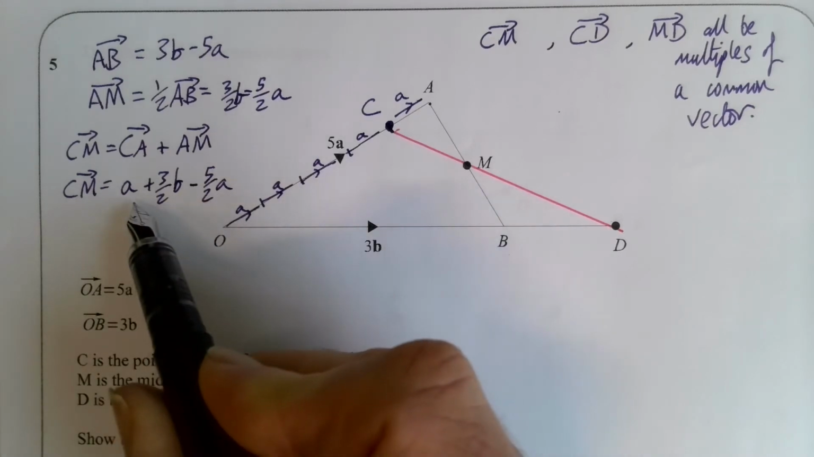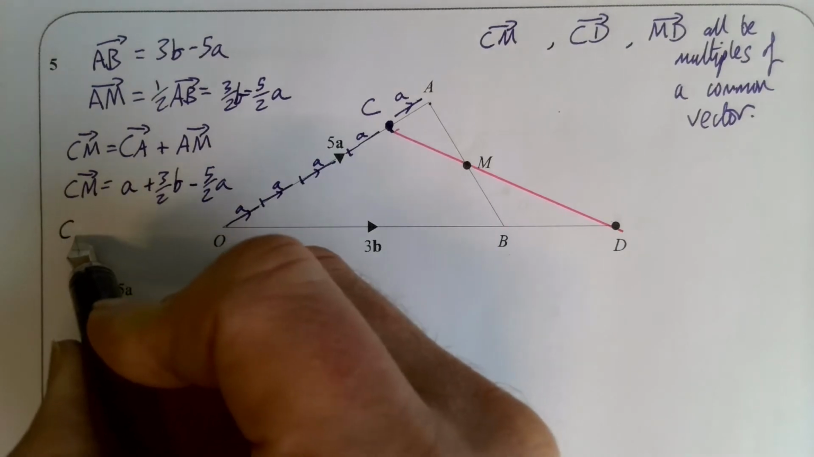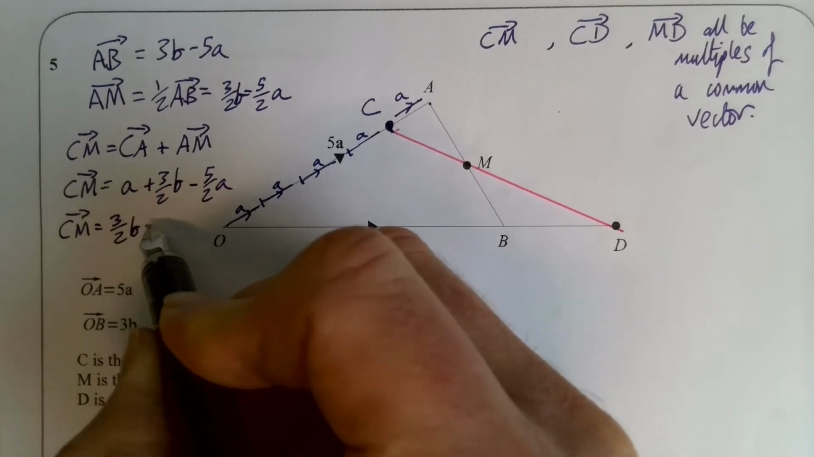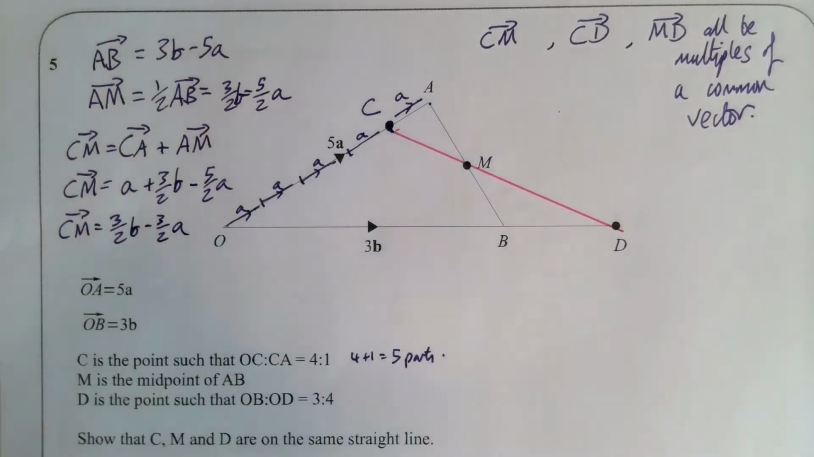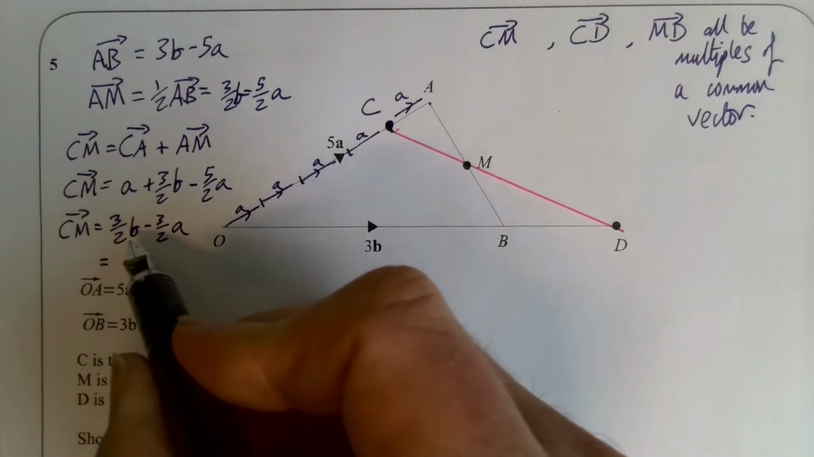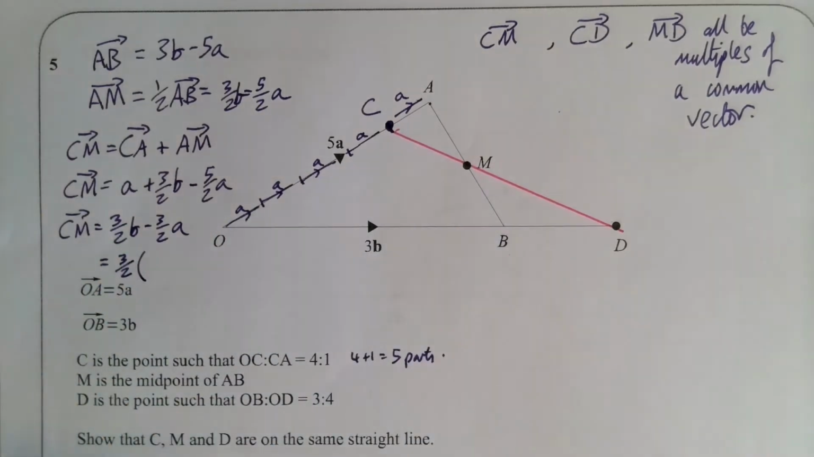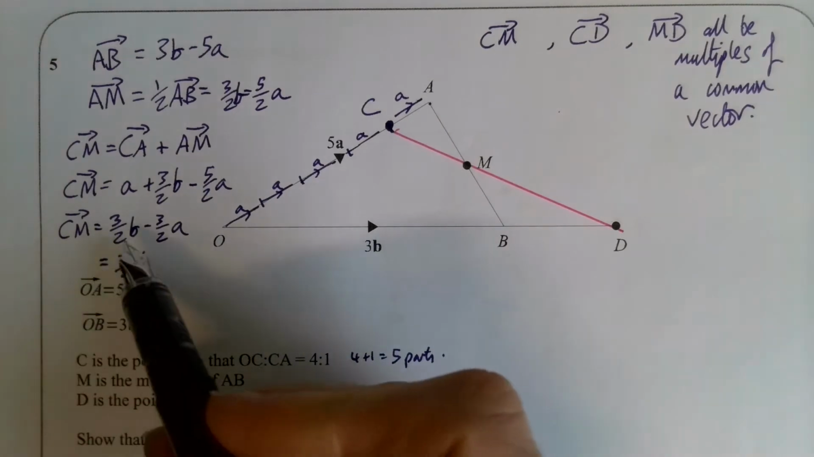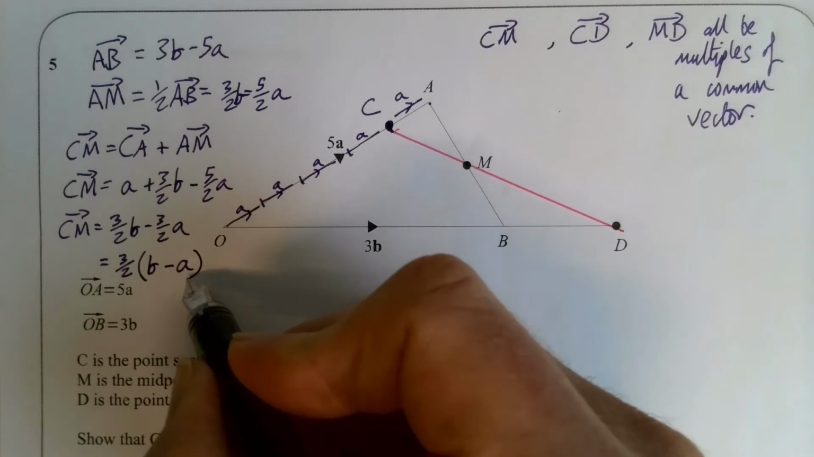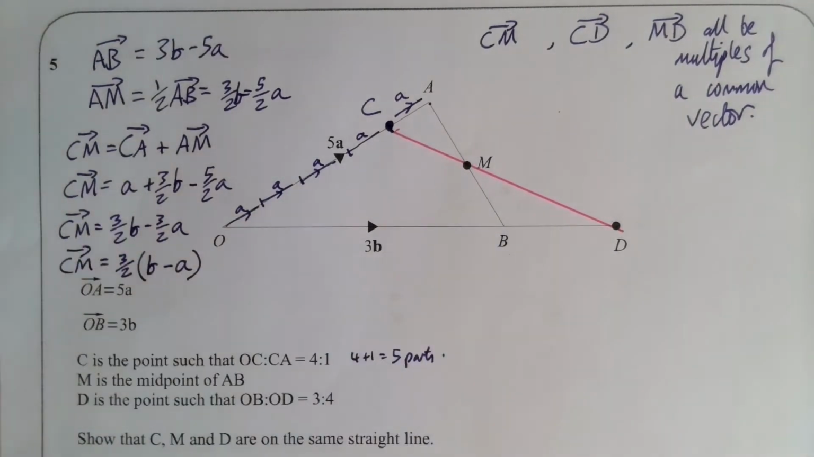Now A is 2 halves, isn't it? So if I take 5 away, I'm going to have minus 3. So C to M is 3 over 2B take 3 over 2A. And probably find it useful now just to factorise that, but using the fraction as your factor. I know fractions aren't factors, but you can still do that. You can take 3 over 2 outside of the bracket and say, I want to multiply my B and my negative A by 3 over 2. So we have defined C to M.